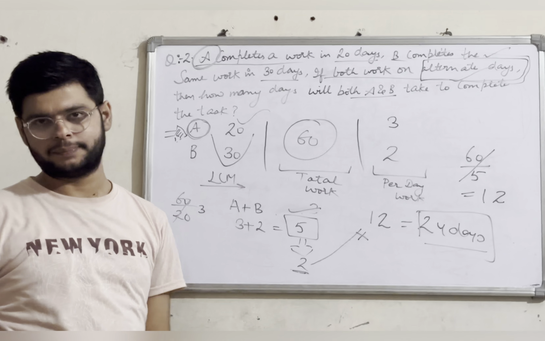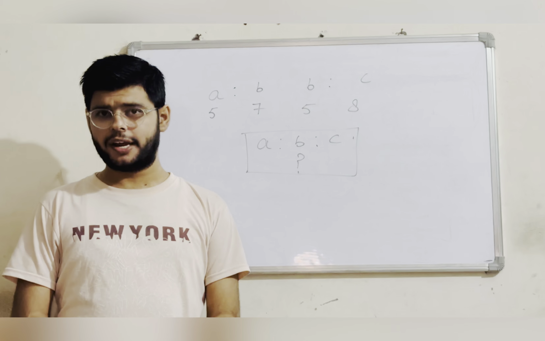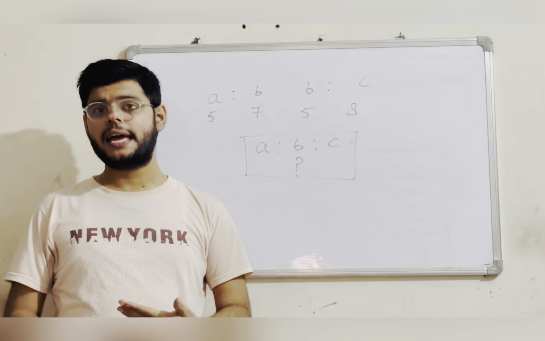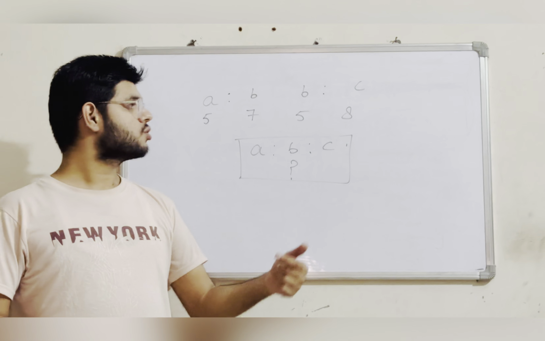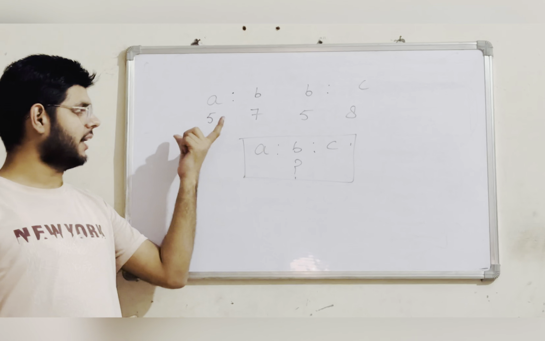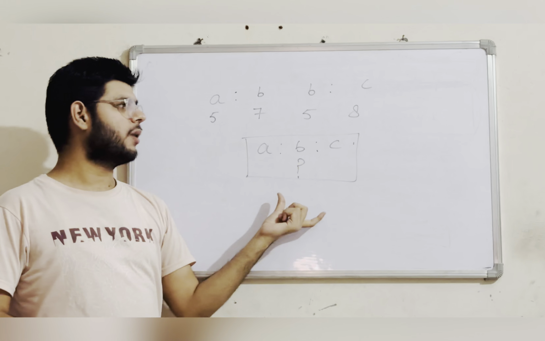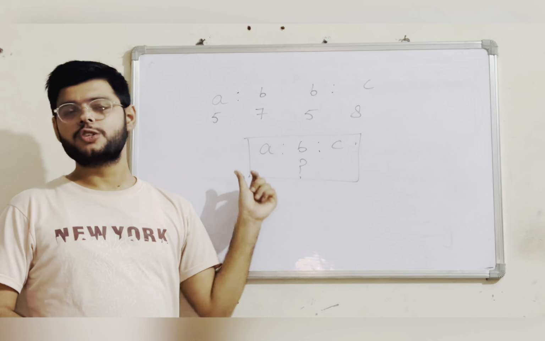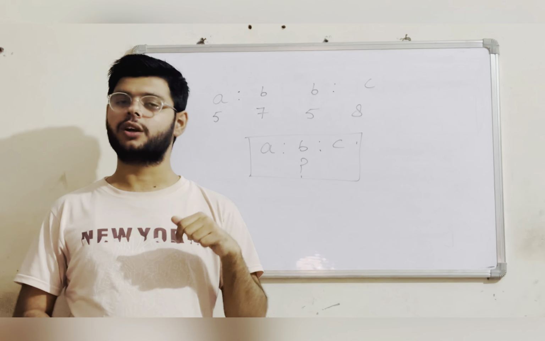So today we have learned 2 tricks. One is related to profit and loss and another is related to time and work. So this is the task for the day. It's given that A ratio B and B ratio C. You have to calculate A ratio B ratio C. You have to mention the answer to this question in the comment box.